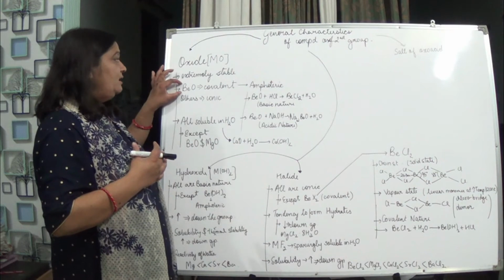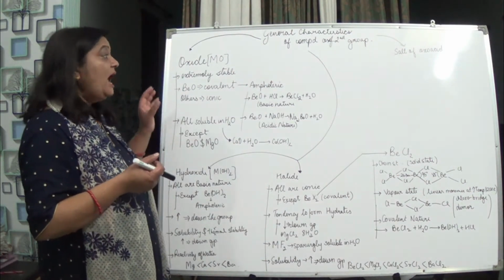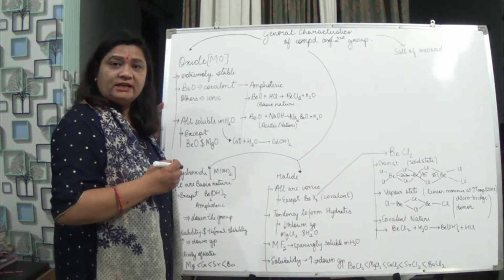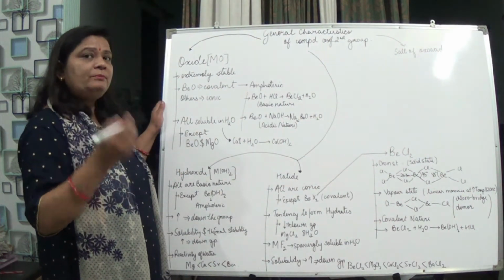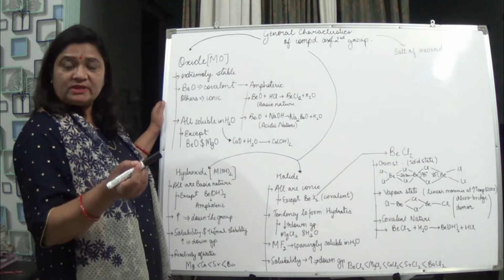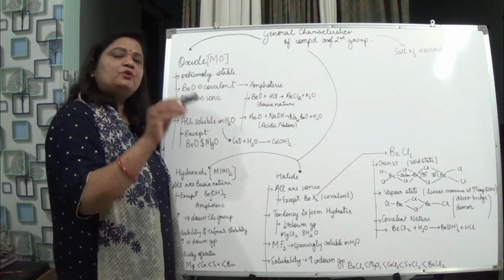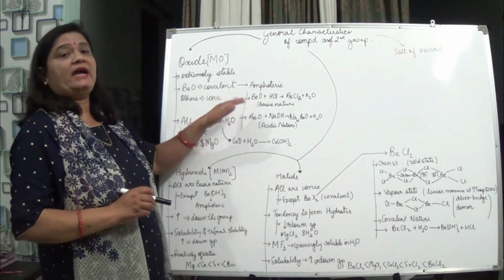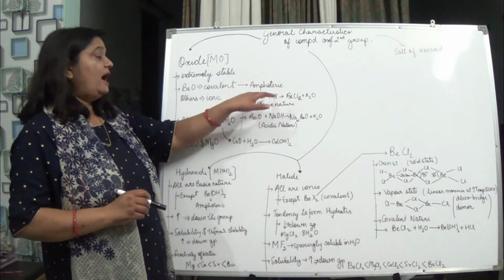So here beryllium oxide is covalent in nature, and the property it is showing is amphoteric. What do we mean by amphoteric oxides? They can react with acid as well as base to form salt and water. So here beryllium oxide reacts with HCl, hydrochloric acid.